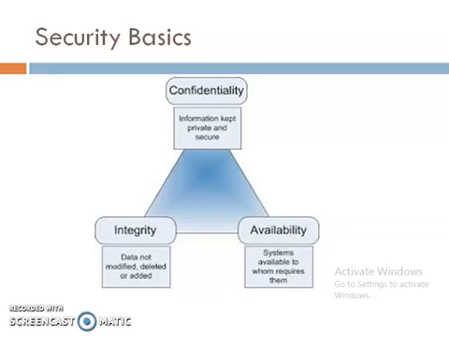Information must be kept private and secure, like an account number when we are banking online. To maintain confidentiality, we require strong authentication and strict access control, or encryption of data is required. Integrity means it maintains the consistency and accuracy of data over its lifetime. Means data should not be modified, deleted or added in the course of transmission.